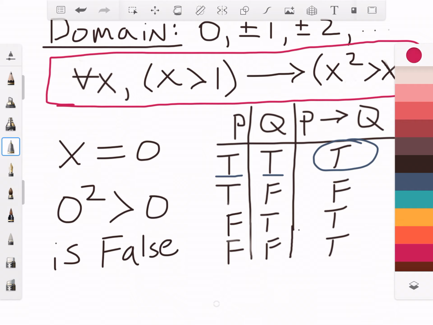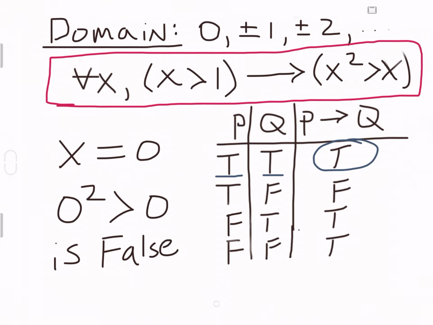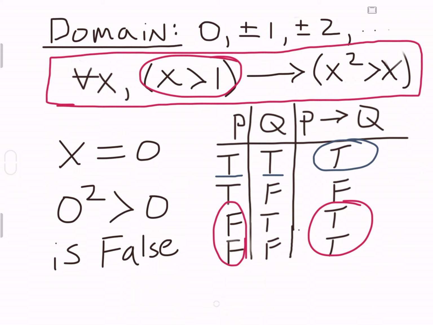The key part here is that 0 is not bigger than 1, right? So we're false in this part here. And anytime we start with a false, the overall conditional statement is true. This is an instance when we see why conditionals have to be defined the way they are. It's the only way that makes logical sense.